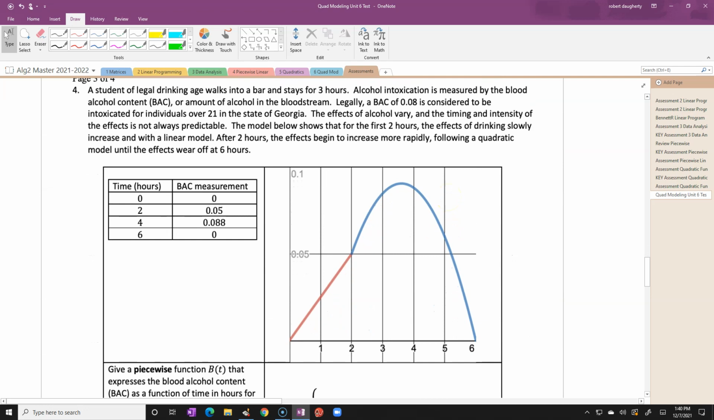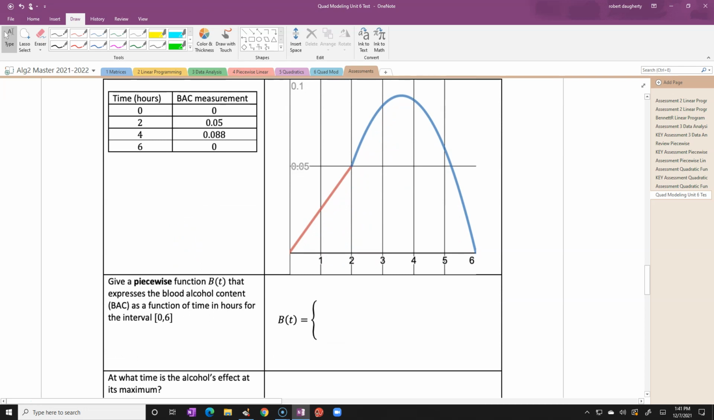Okay, the next problem had you pull together a couple things we've done this semester. So a student walks into a bar, stays for 3 hours. Alcohol intoxication is measured by the blood alcohol content. Legally, 0.08 is considered to be intoxicated for individuals over 21 in the state of Georgia. The effects of alcohol may vary and the timing and intensity is not always predictable. The model shows that for the first 2 hours, the effects of drinking slowly increase with a linear model. After 2 hours, the effects begin to increase more rapidly following a quadratic model until the effects wear off after 6 hours. So I've given you data and I've given you a graph, and I want you to come back with the equation, okay?